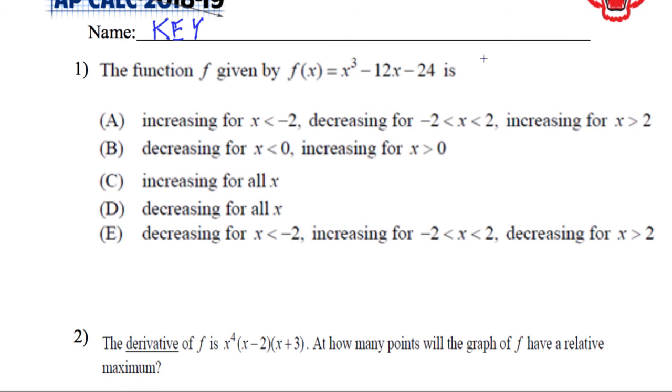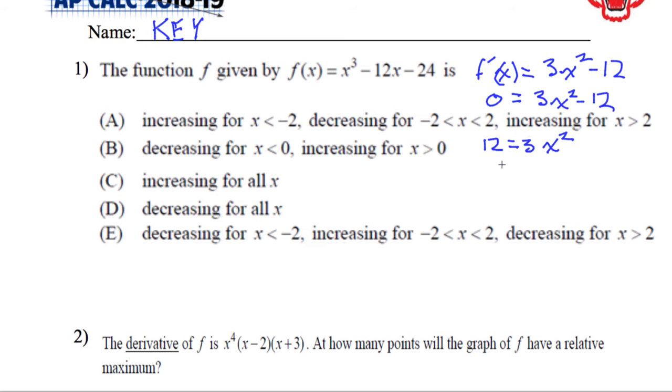So taking the derivative of this, f prime of x is going to be equal to 3x squared minus 12. And then from there, I need to find where the critical values are. So 0 is equal to 3x squared minus 12. Solving, I'm going to add the 12 to the other side. So I get 12 equals 3x squared. Divide both sides by 3. 4 is equal to x squared. Therefore, x is equal to plus or minus 2.